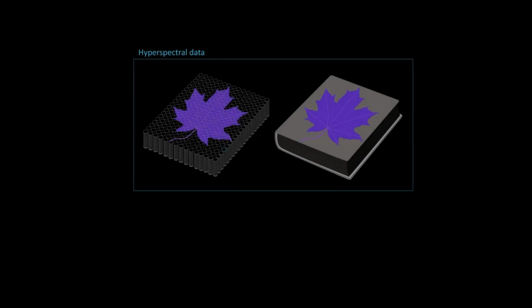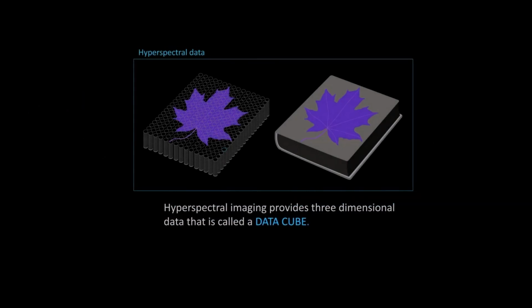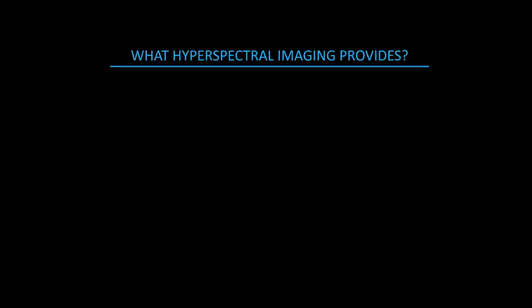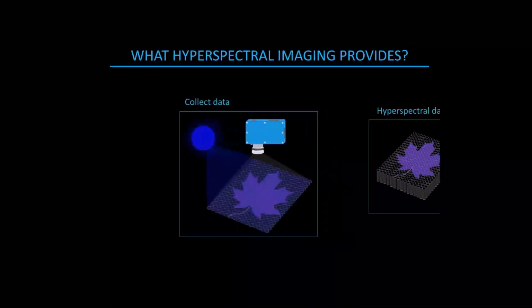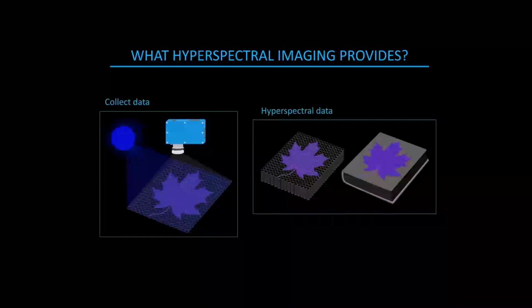The data that hyperspectral imaging provides is called a data cube, because the hyperspectral data is actually three-dimensional. We will use a book example to understand what hyperspectral imaging provides. We will introduce what kind of data hyperspectral imaging provides. A hyperspectral camera is used to collect a data cube, as we told before. In our example, we compared the data cube to a book.